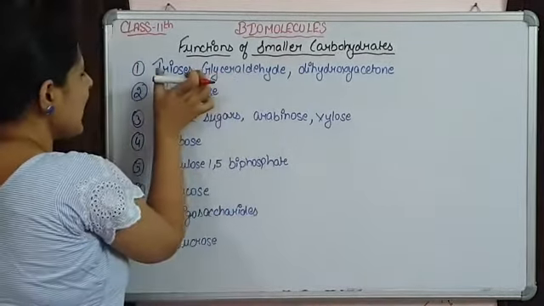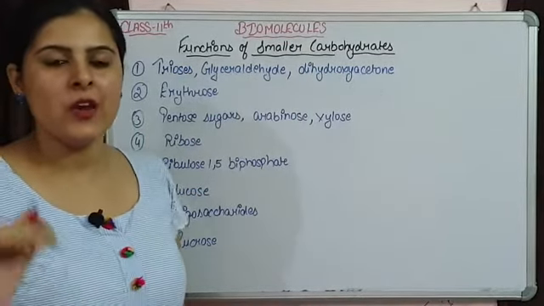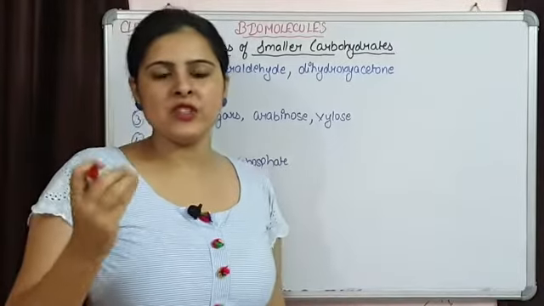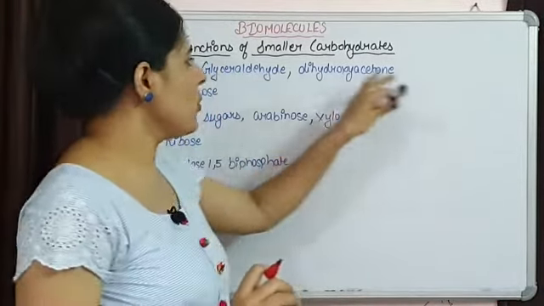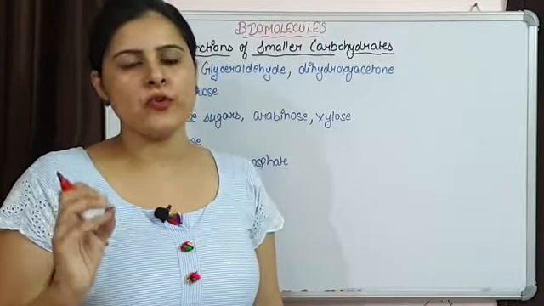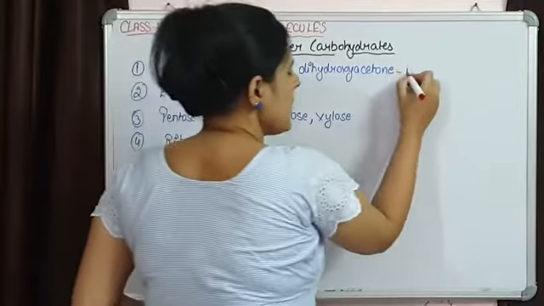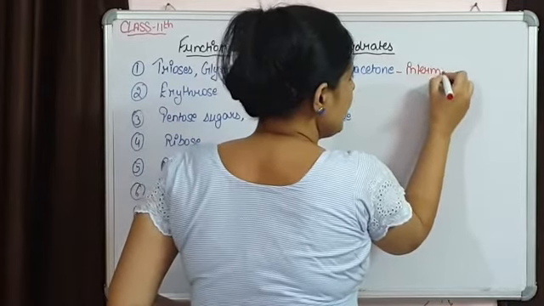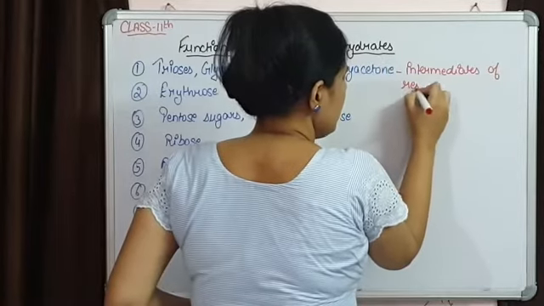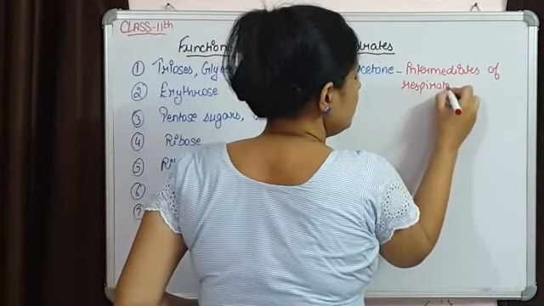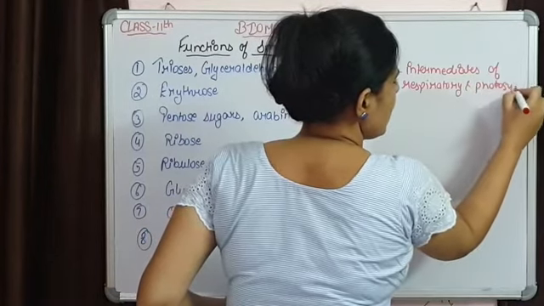Like first one, we are having trioses, glyceraldehyde, dihydroxyacetone. When we are going to talk about respiration and photosynthesis in plants, then we will see these are the intermediates of the respiratory and photosynthesis pathway. So these are going to be the intermediates of respiratory and photosynthesis pathway.